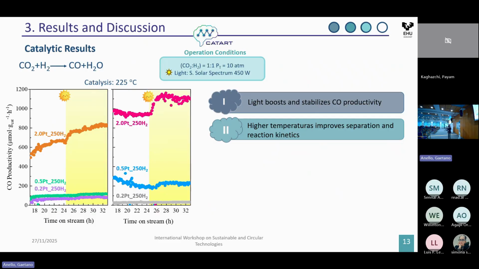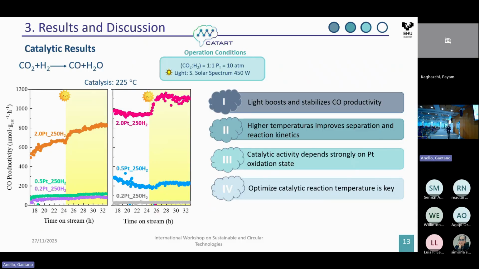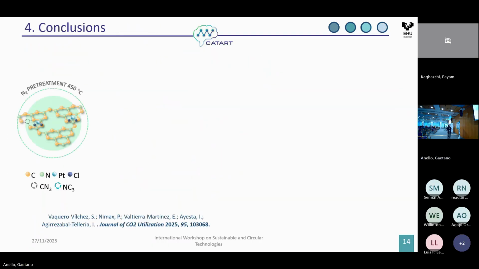This means that some recombination is not always best when we increase the temperature. Maybe we will reach a point where an increase in this temperature will become a higher ratio in recombination. Also, the catalytic activity depends strongly on the platinum oxidation state, and we need to optimize the catalytic reaction temperature to have the best photocatalytic reaction.